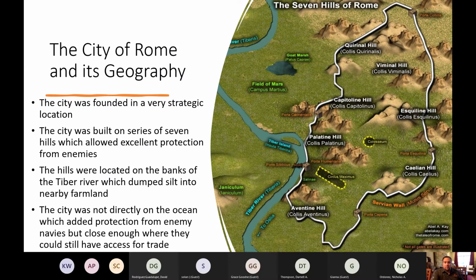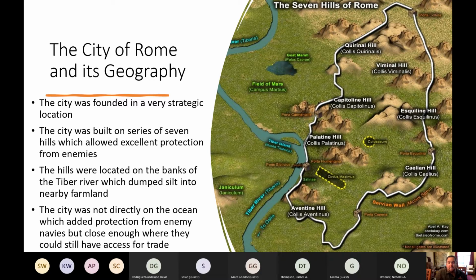The city of Rome is really unique in its geography. The city was actually founded in a very strategic location. It was built on a series of 7 hills, and you can see in that map those little brown hills. Being in those hills was great in that it provided protection. It's always better to have the higher ground.